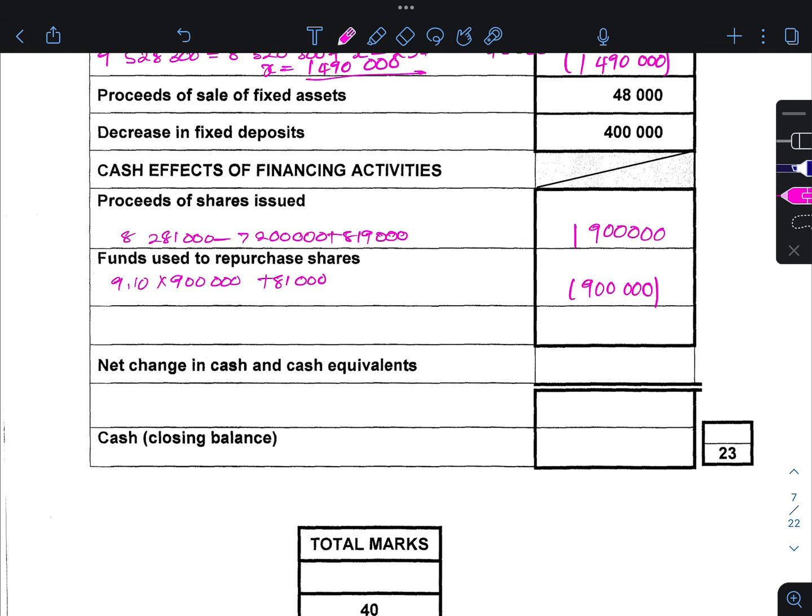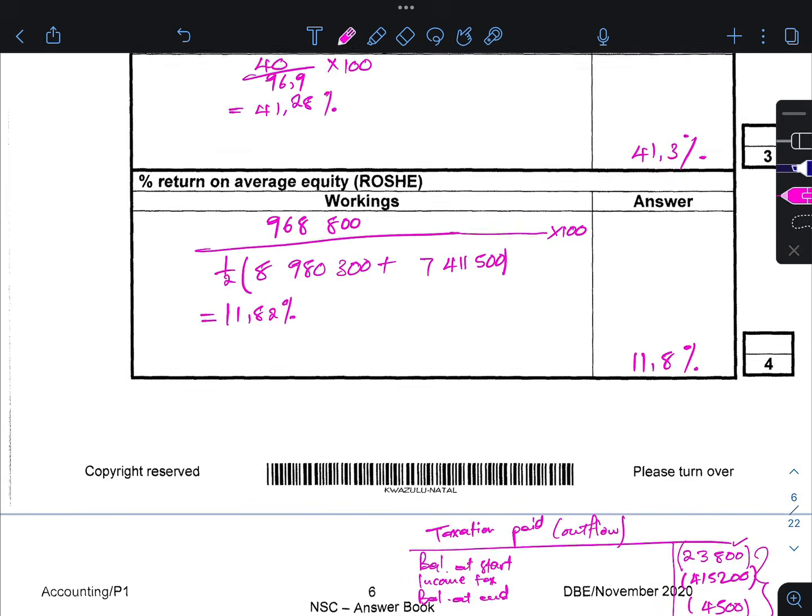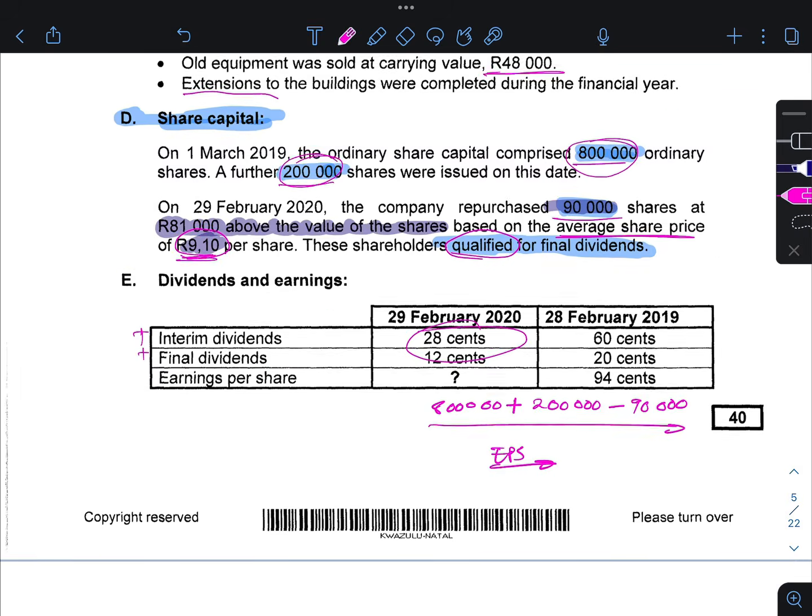Now, when you're looking at your financing activities, what is left out are your change in loans. Remember that we use loans to finance our business. We use loans to have money in our business. So here we have change in loans. If they have multiple loans, it's just going to be loans.